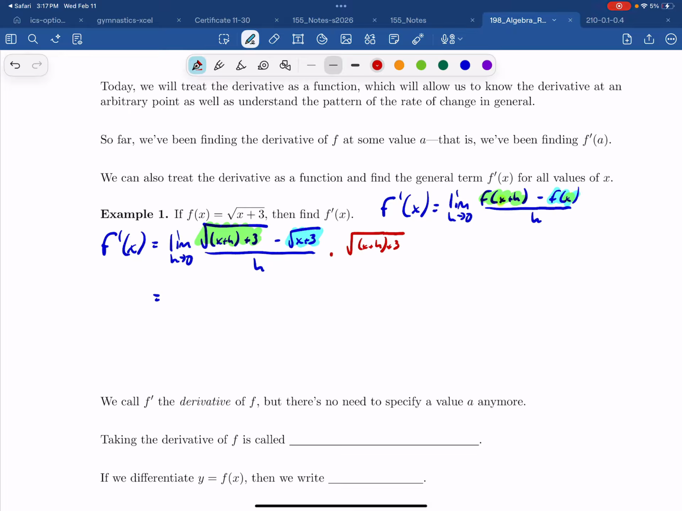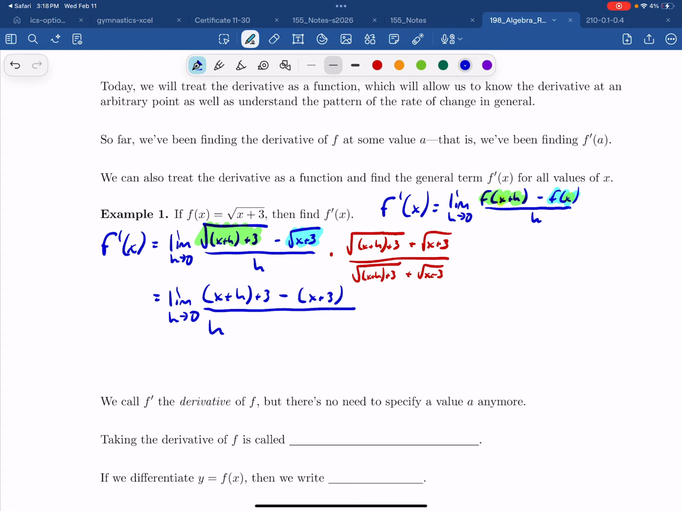You don't need the parentheses there. I'm just doing them for illustrative purposes. That's a plus sign, by the way. All over, and then itself. And we get, of course, the limit as h approaches 0. Remember, the top is going to get cleaned up. The bottom is going to be messy, but we don't really worry about that. x plus h plus 3 minus x plus 3 on the top, because both the radicals go away. And on the bottom, we get h times all this mess.